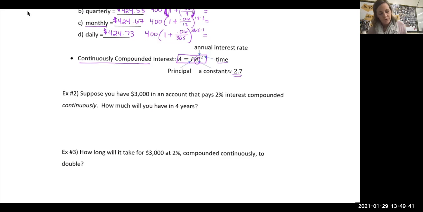Example 2 here, it says, suppose you have $3,000 in an account that pays 2% interest, compounded continuously. Okay, so when you see that, you need to think A equals P e to the rt. How much will you have in 4 years? So we say A equals, P is our principal, so that's your starting amount, 3,000. e is the number, 2.7, so on and so forth. We're going to call it e. r is our interest rate, that's 0.02, right? 2% as a decimal is 0.02. And then t, that's our time, and it said 4 years.